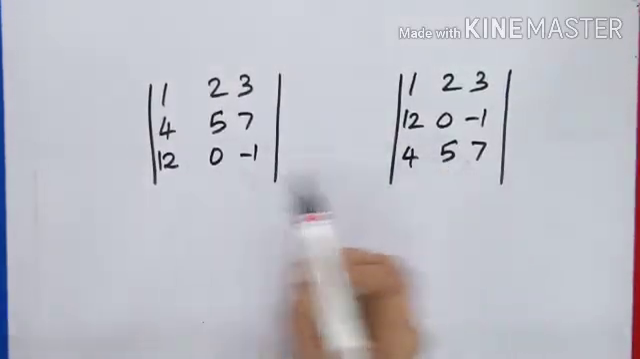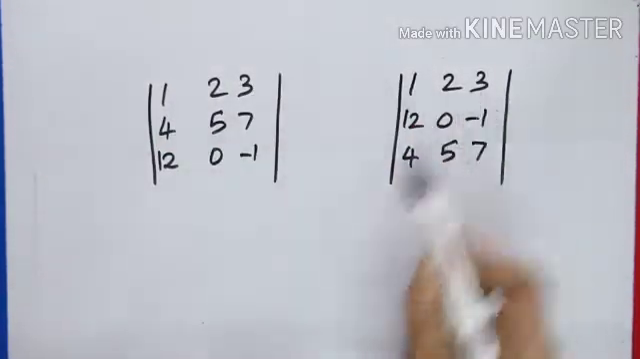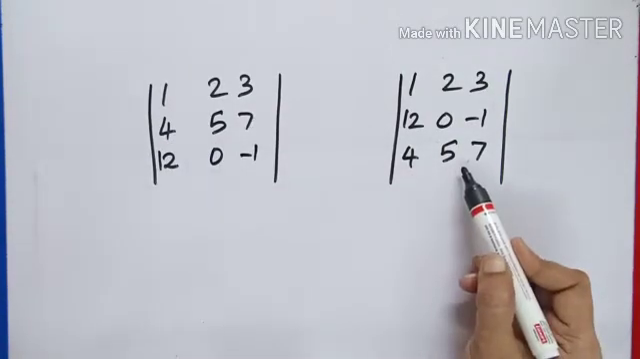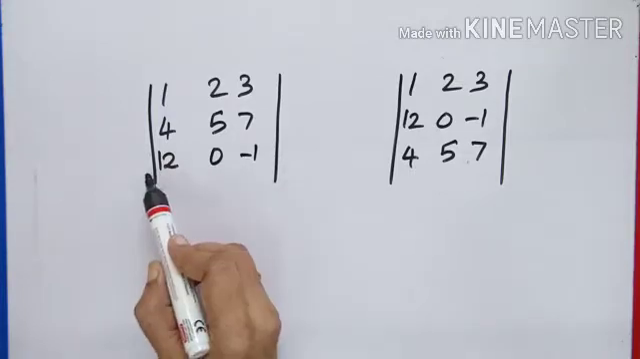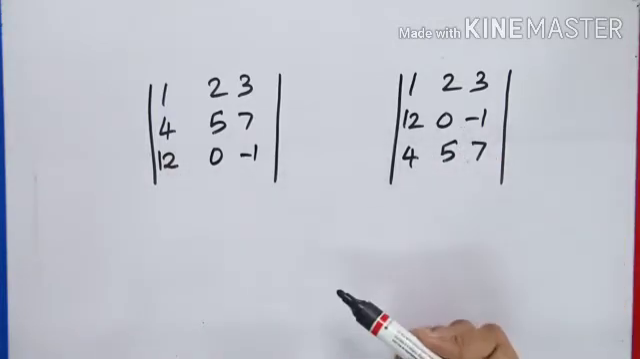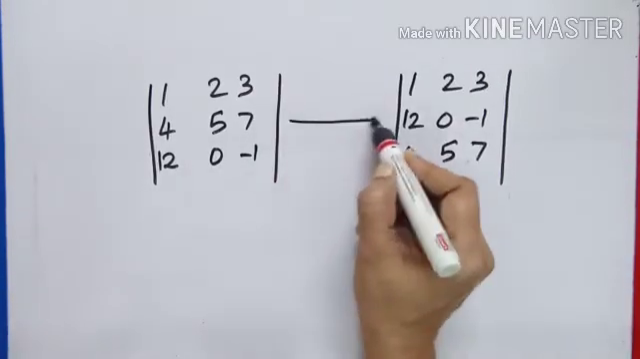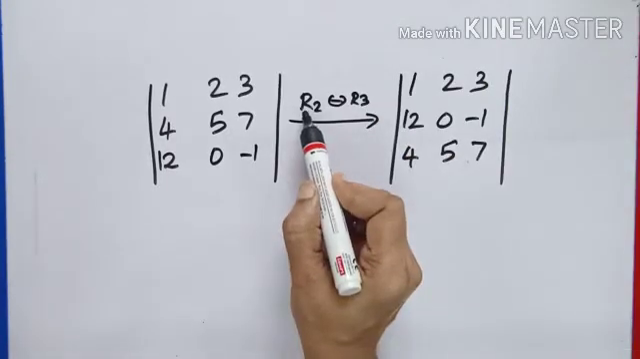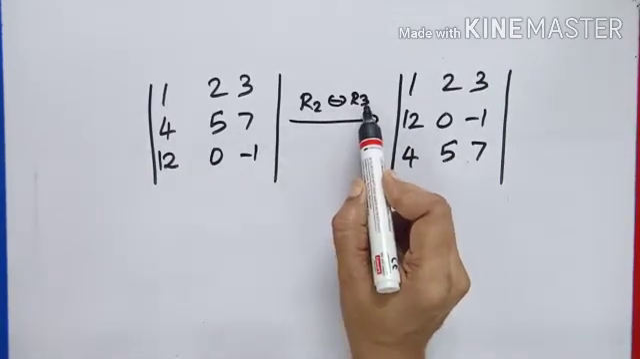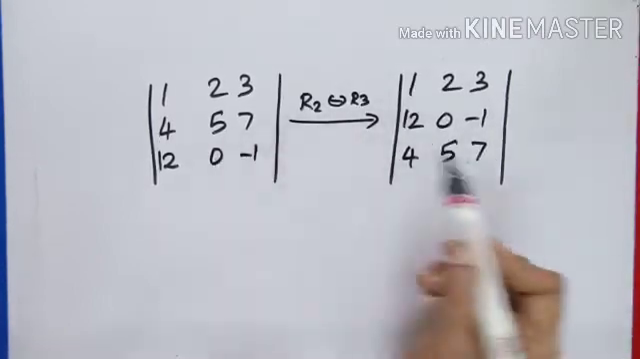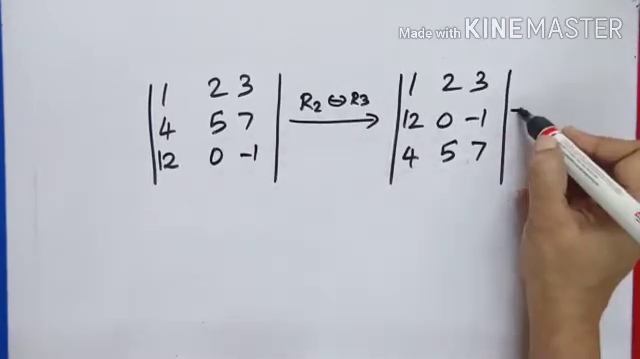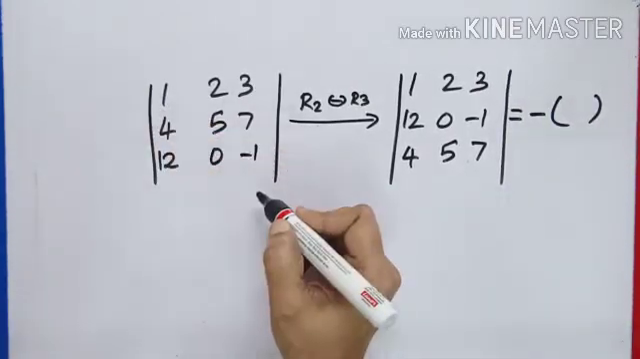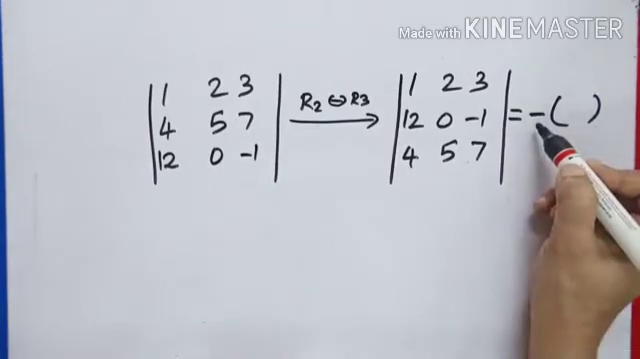Look at these two determinants. 1, 2, 3; 1, 2, 3; 4, 5, 7. Here it is the second row, but here I have written it as the third row. 12, 0, minus 1. Here I have written the third row, whereas here I have the second row. So what have I done? I have interchanged R2 and R3. R2 is the second row, R3 is the third row. When I interchange two rows, my answer becomes negative. So whatever answer comes for this, change the sign when I do this operation.